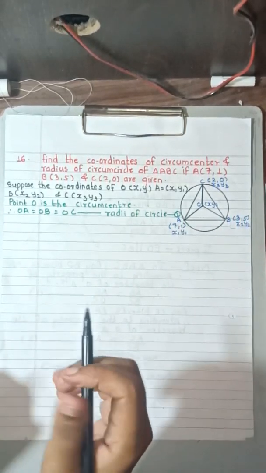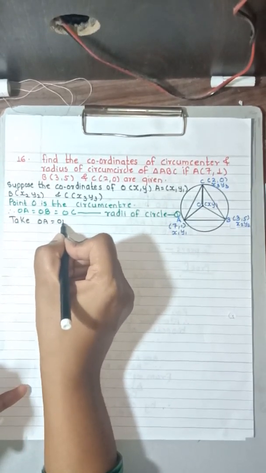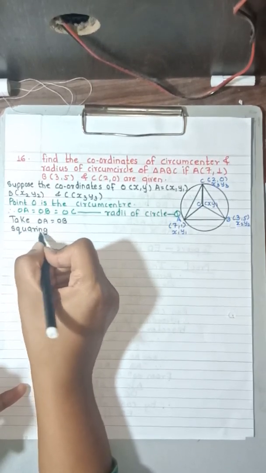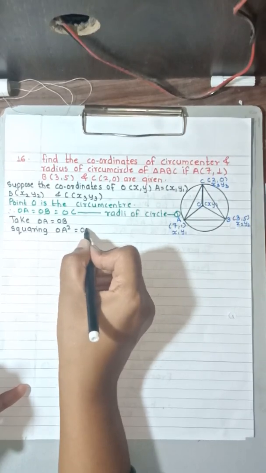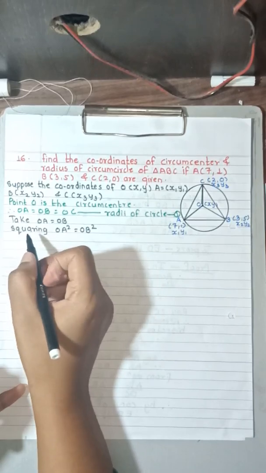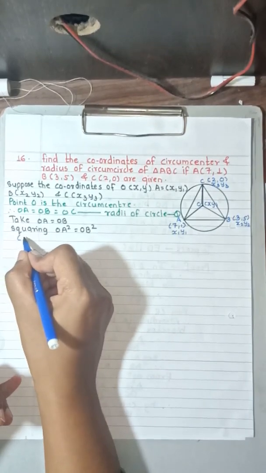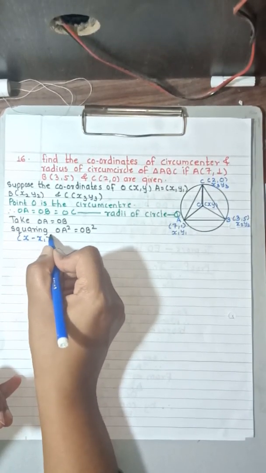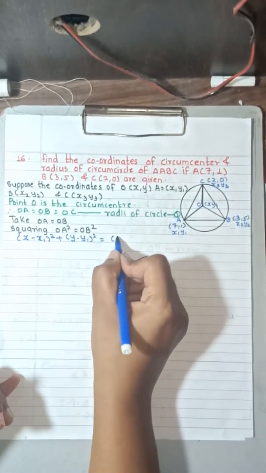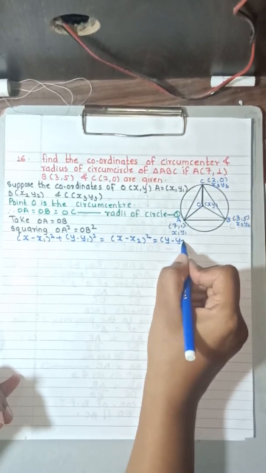Now we'll take OA is equal to OB, squaring it. So OA square is equal to OB square. Now here we'll put the values. So what is OA? OA is nothing but (x minus x1) square plus (y minus y1) square. Similarly, (x minus x2) square plus (y minus y2) square.